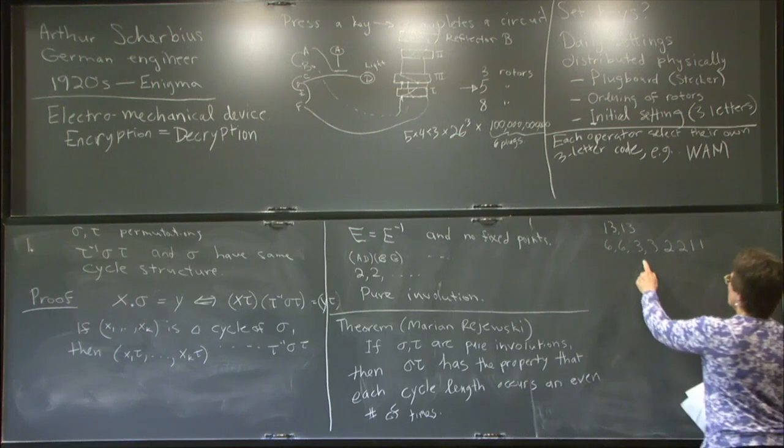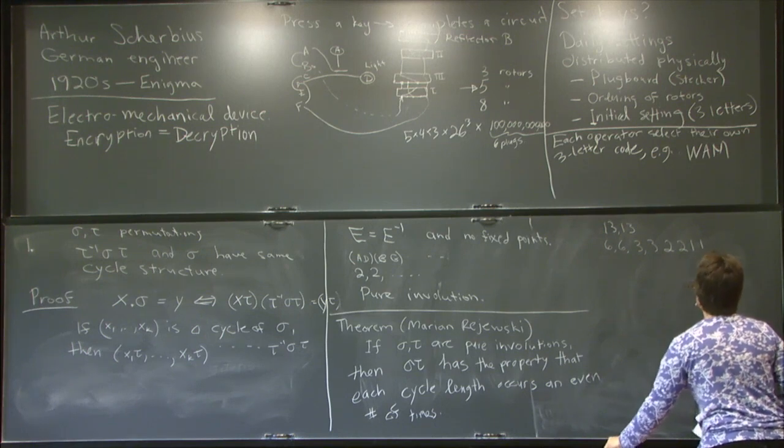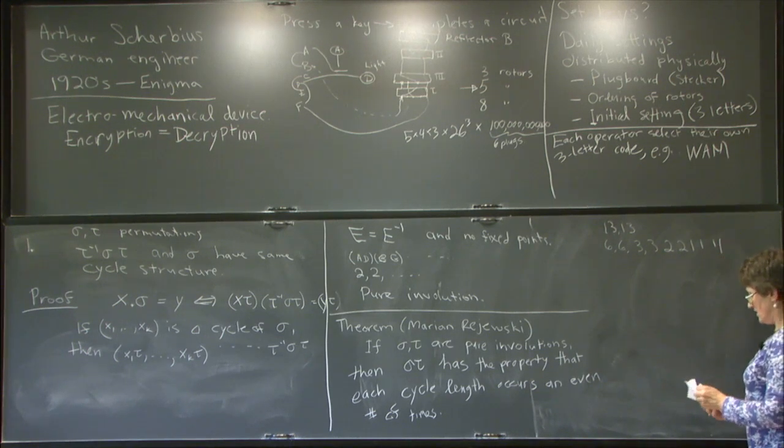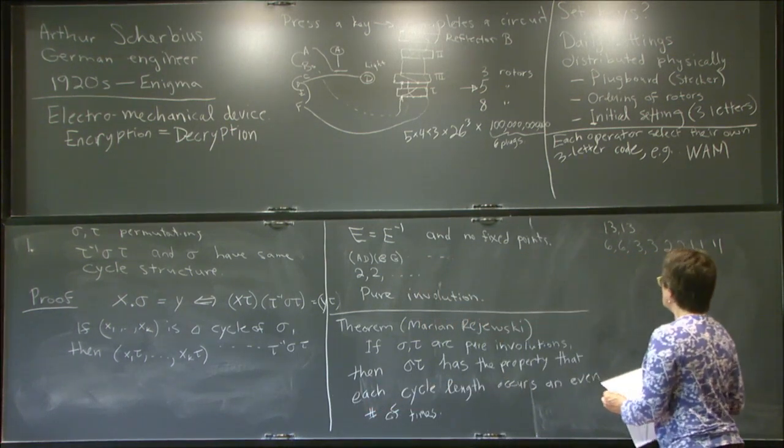Oh, did I get it wrong? 9, 11, 12. Oh, okay, let's just do two more ones. Okay. So here's the way the proof goes. Let's just do an example.